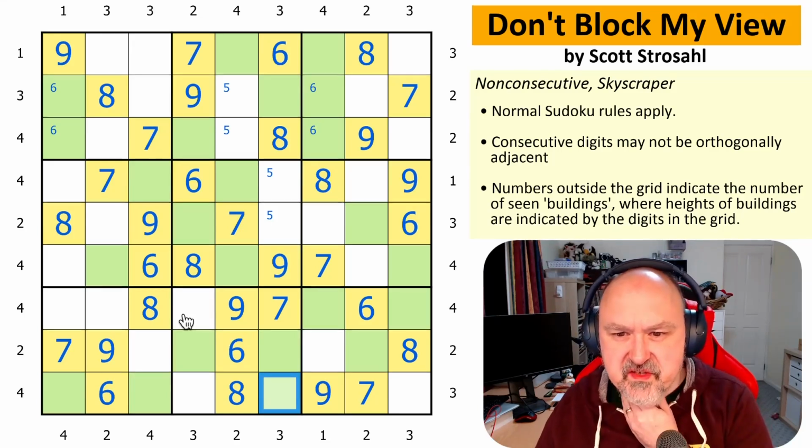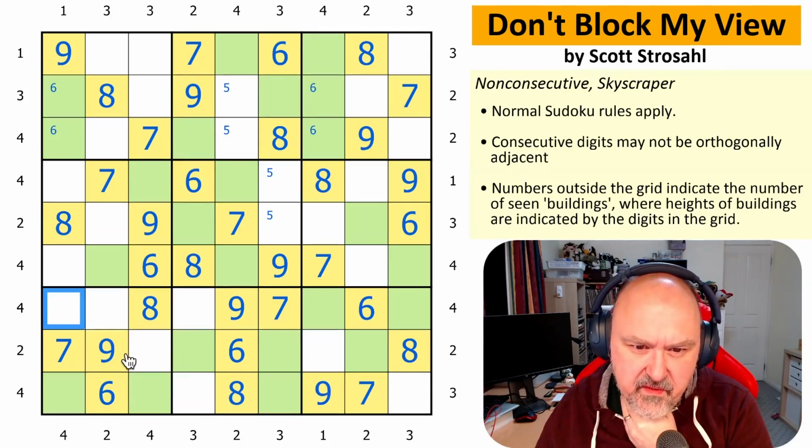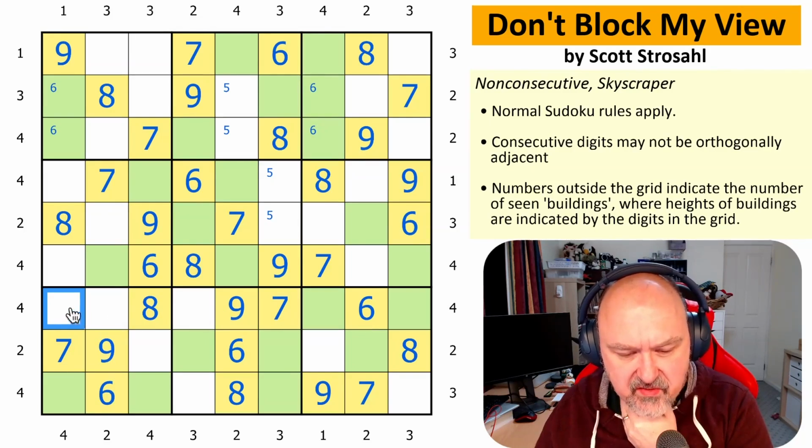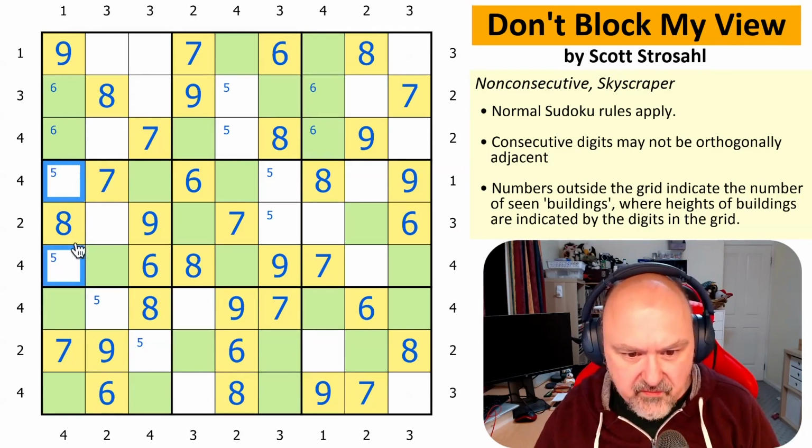There's going to be more of these skyscraper tricks, aren't there? Like that can't be a 5. Because if that was a 5, I would go 5, 8, 9, and I'd have no 6 or 7 to go in this cell to give me the 4. So that's not a 5. So 5 is in one of those two. In this column, 5 has to go in one of those two, so that is not a 5.